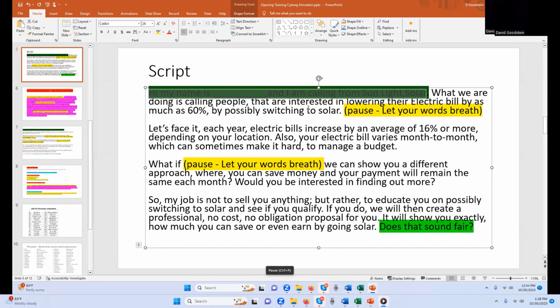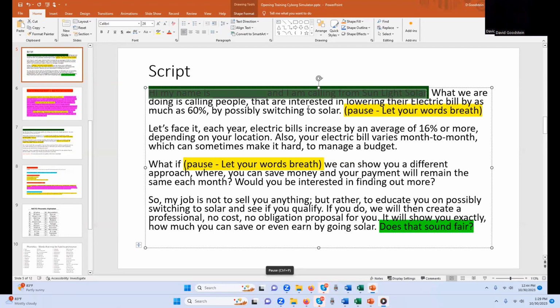What we're doing is calling people in your area that are interested in lowering their electric bill by as much as 60% by possibly switching to solar. So number one, we have to explain who we are. And number two, we have to explain why we're calling. And number three, we have to entice them to want to speak to us. Again, everybody hates telemarketers. So we have to figure out a way to get over that hurdle. So we have to say something exciting.